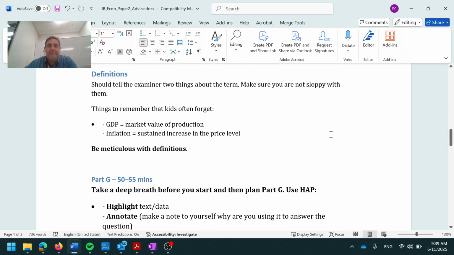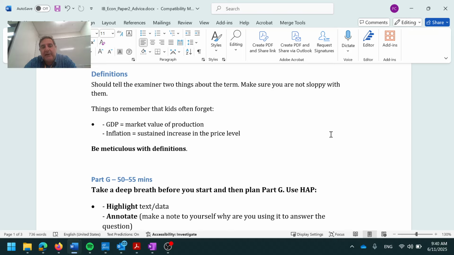Definitions, the rough rule of thumb is 2 sentences, but sometimes you can get away with one detailed sentence, but you must ensure that you tell the examiner 2 things or 2 aspects of the definition being asked, okay? Be very tight on your definitions because they tend to mark them pretty hard, so no sloppiness, be pretty meticulous and write down the correct definition.